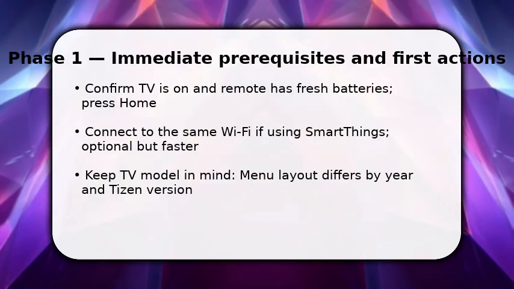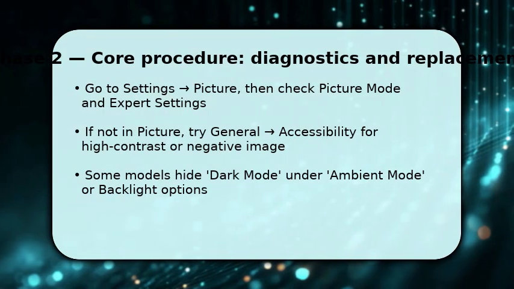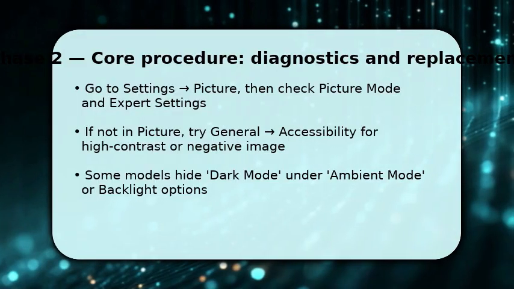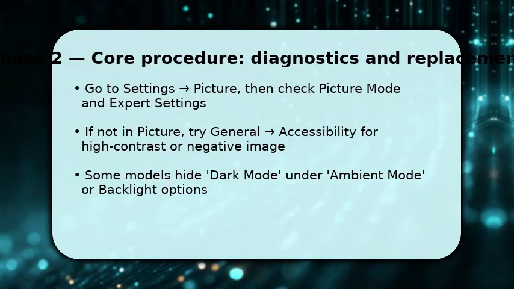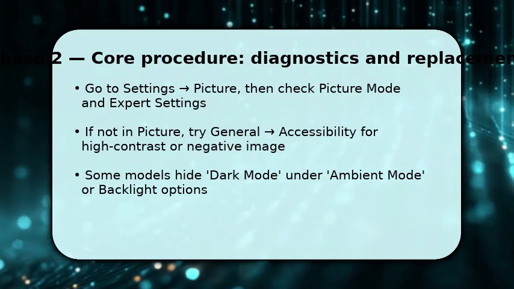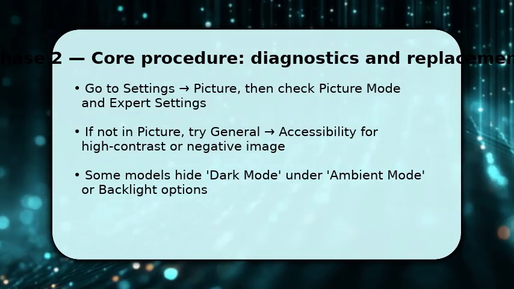Now navigate to Settings and open Picture. This is the primary area for dark or dimming features. You'll check Picture Mode, Expert Settings, and disable any auto power saving or eco sensor that dims the screen. If you don't see it there, go to General and open Accessibility.